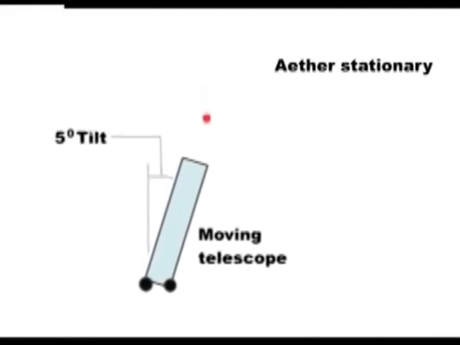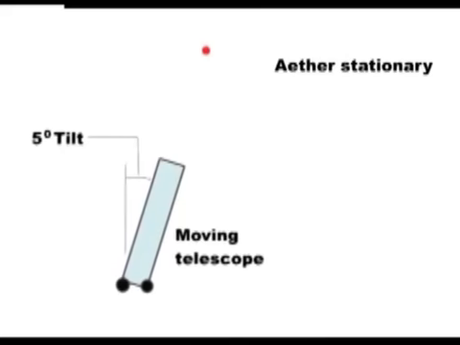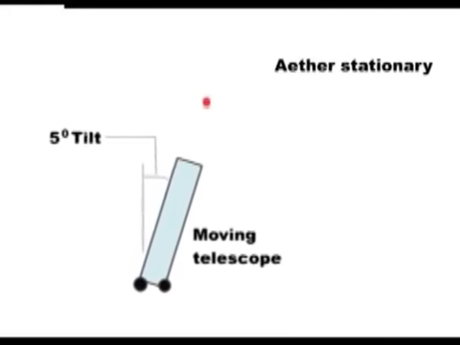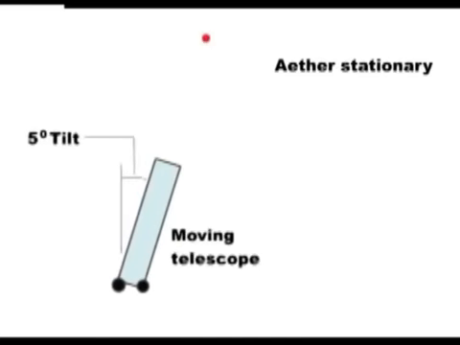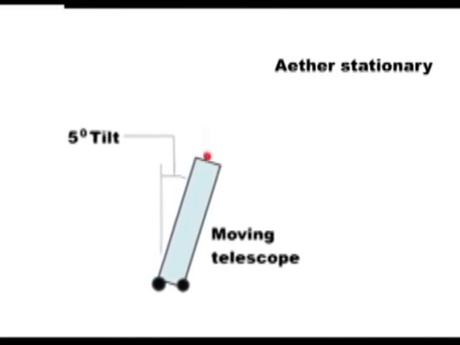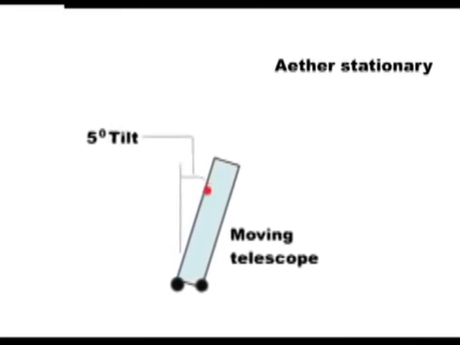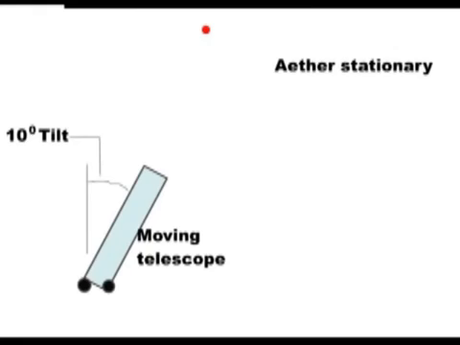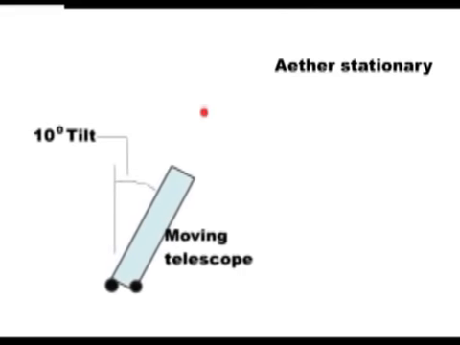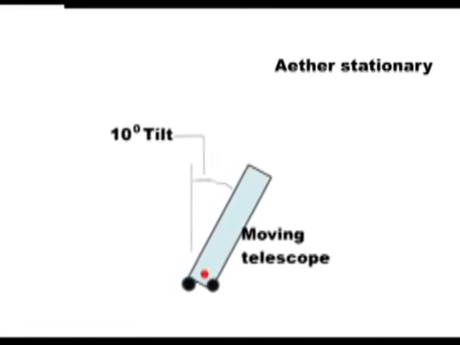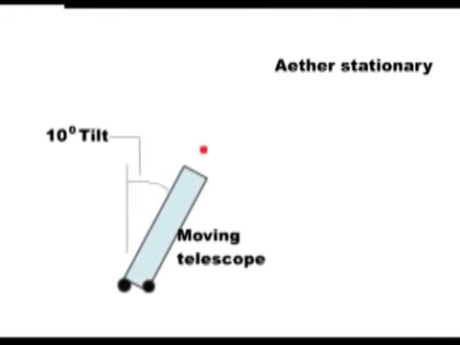So here is the moving telescope filled with water, tipped at 5 degrees, and you can see that the starlight does not now reach the eyepiece at the bottom. This is because the starlight moves much more slowly when passing through water. However, if the telescope is tipped further, say 10 degrees, then the starlight will then be visible again in the eyepiece. It has to be tipped further because the light is now slower when in the telescope.